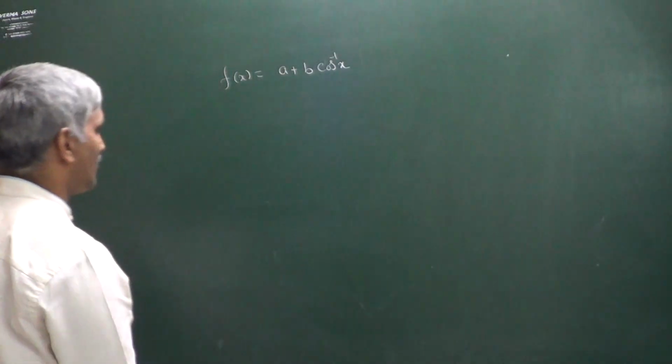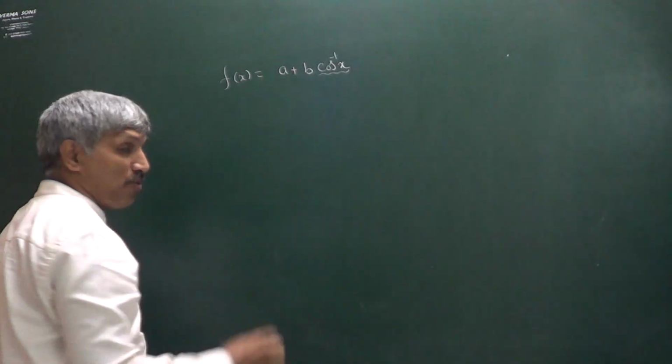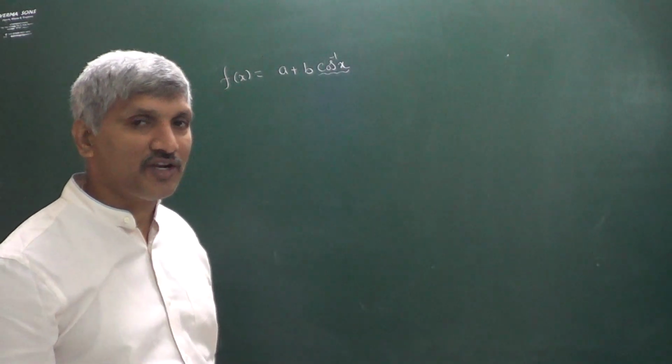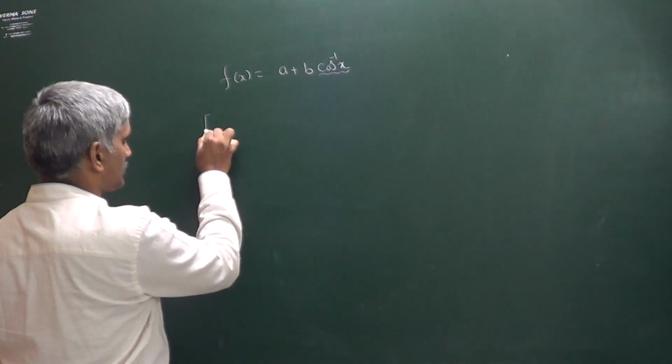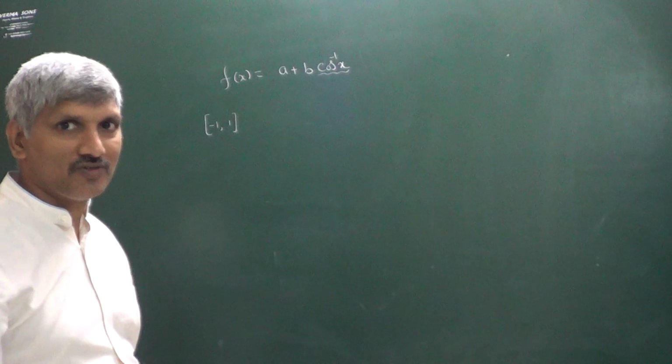First of all, can you say what is the domain of this function? The domain of this function means we have to know the domain of cos inverse x. What is the domain of cos inverse x? The domain of cos inverse x is the closed interval minus 1 comma 1. That is the domain of cos inverse x.